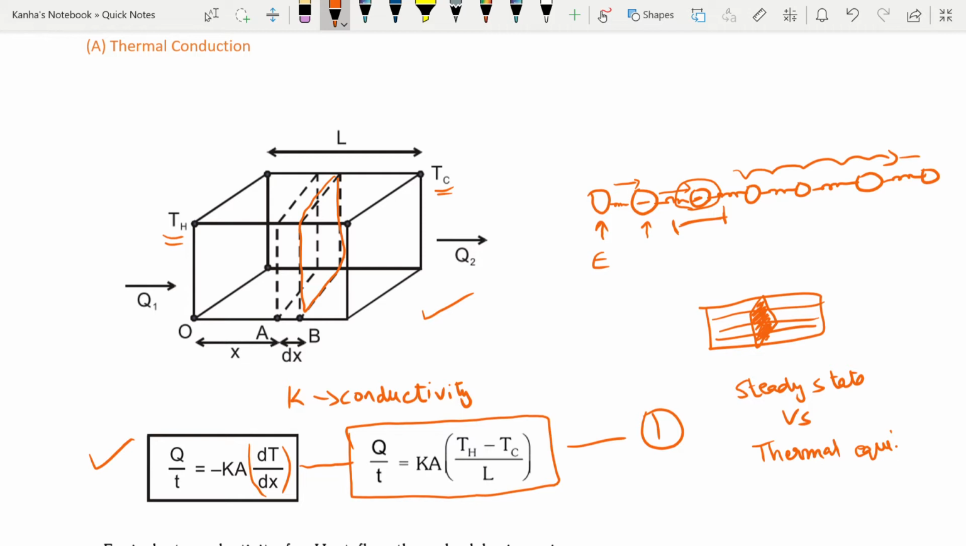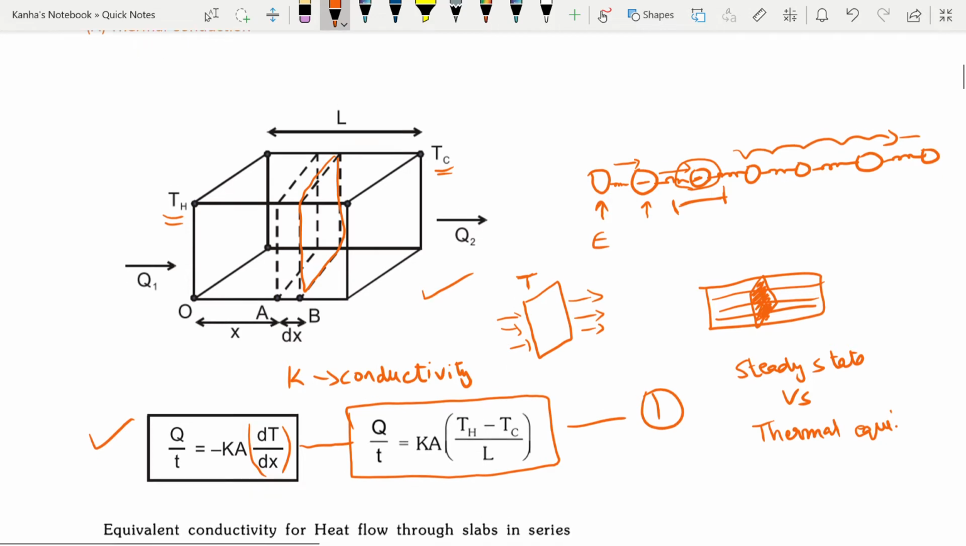Okay, what do we mean by steady state in a conductor? In a steady state, there will be no absorption or emission of heat at any cross section. So basically the heat flowing into a cross section, let this be my cross section of the slab, so heat coming into the slab will be equal to the heat going out of the slab. So the net temperature of this does not increase or decrease. You have this simple formula, and we'll be using this formula to do several questions.